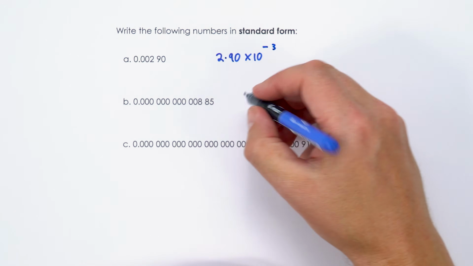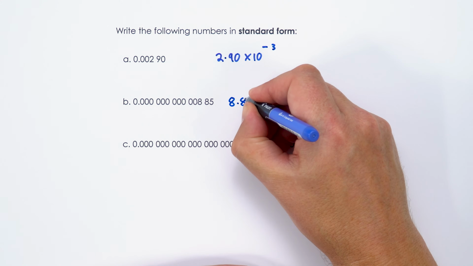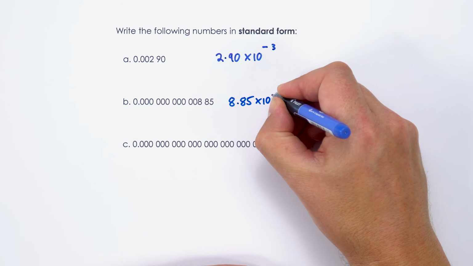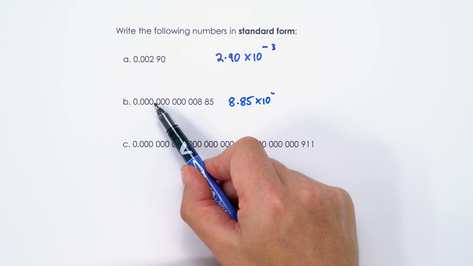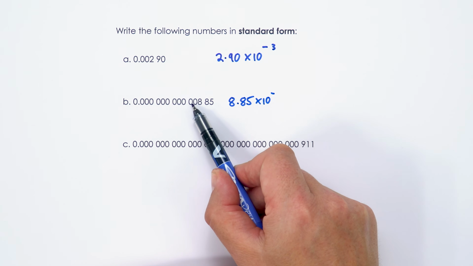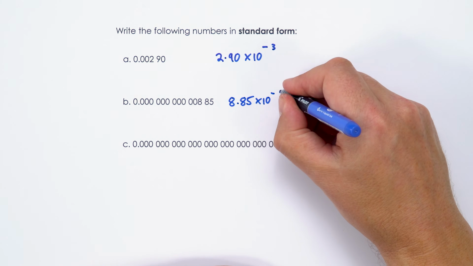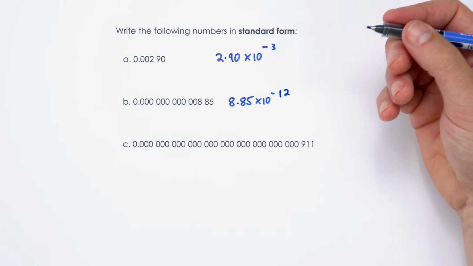The next one, the first number, is 8.85 times 10 to the minus something. And we're going to move the decimal place 1, 2, 3, 4, 5, 6, and so on up to 12. So this one is 8.85 times 10 to the minus 12.